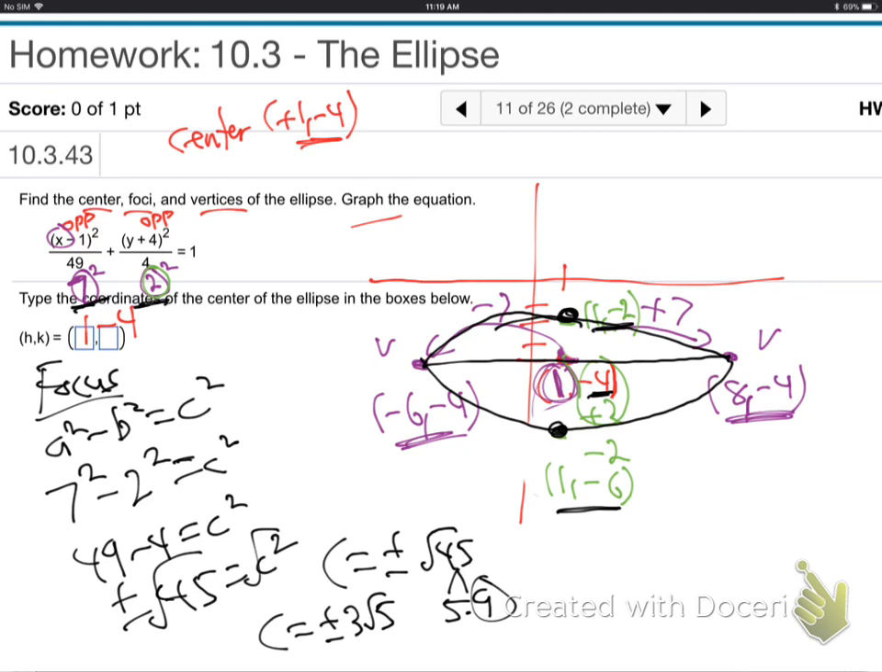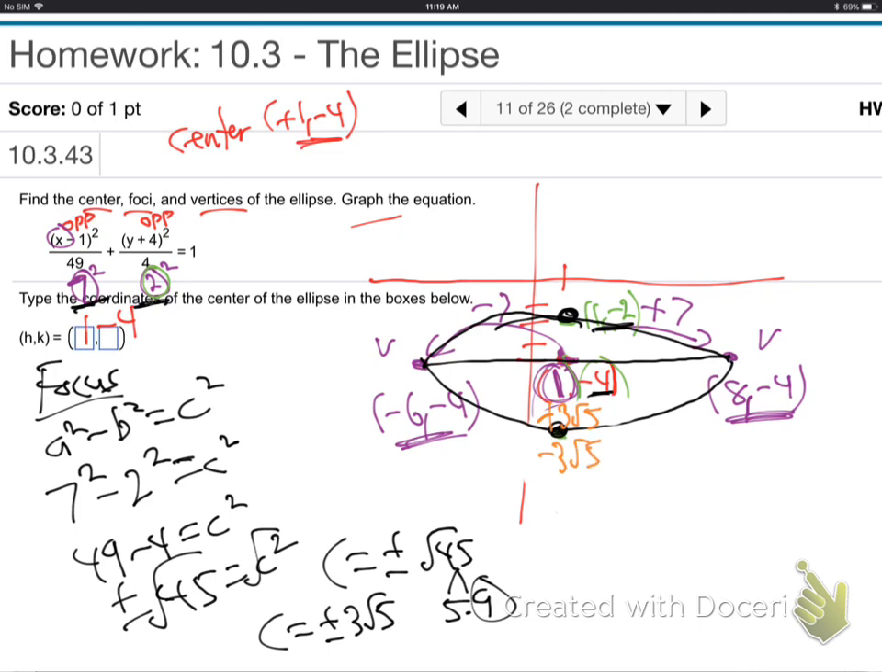Okay, now what do I do with that plus or minus 3 root 5? I go back to the center. Remember, it's all about the center. He's the root of everything. Am I going to mess with the x coordinate or the y coordinate? X, because the focus points are right and left on this one, because the major axis goes sideways. So I'm going to add 3 root 5, and I'm going to subtract 3 root 5.